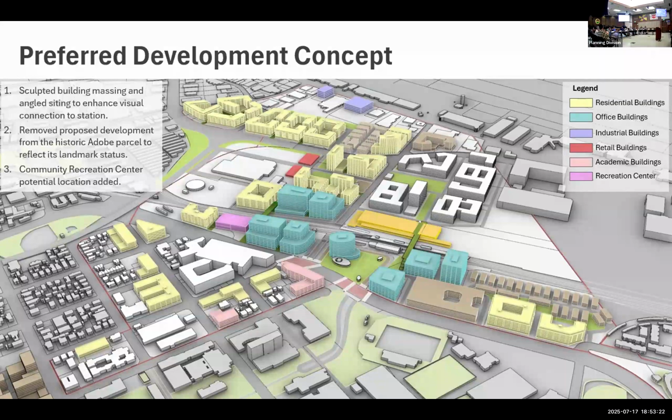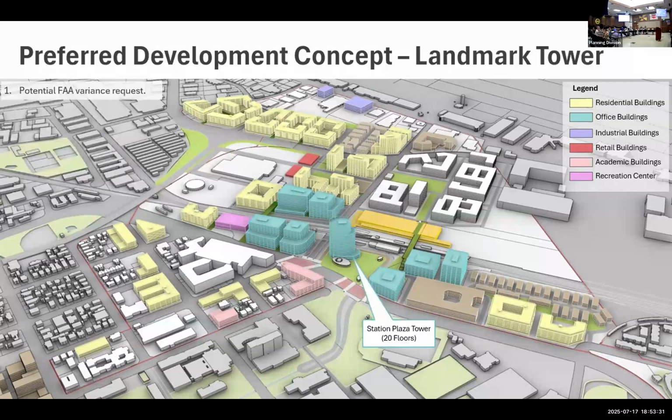And so those are our quick updates around the preferred development concept. And then last time we did hear about whether we want to challenge the FAA around going taller in certain places. Do we want to look at having a tower, which could be iconic? We just wanted to hear your feedback on whether this is something we wish to look into further. So this is just depicting a 20-floor plaza tower.